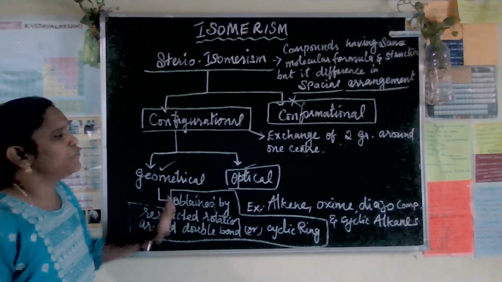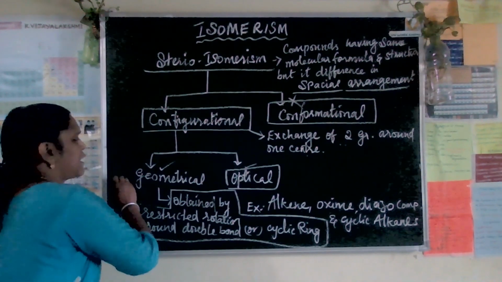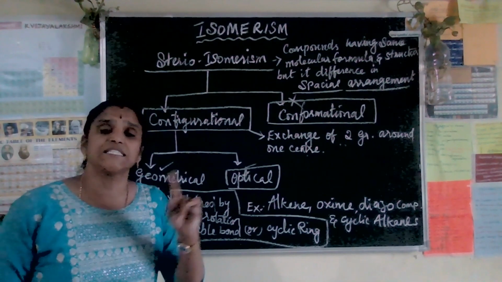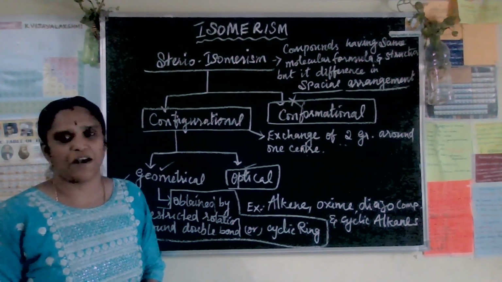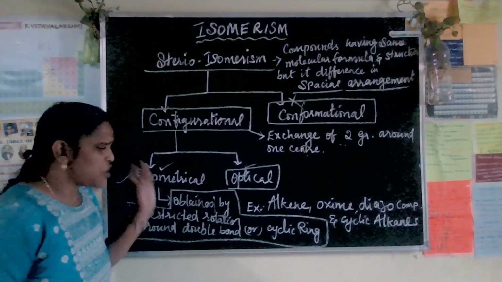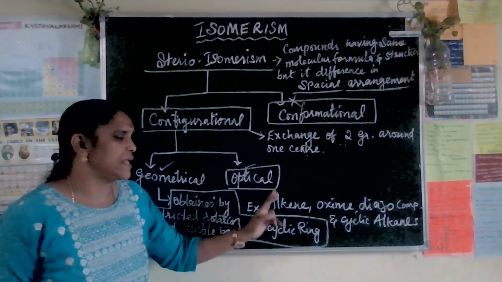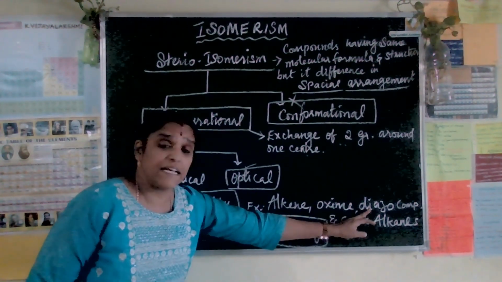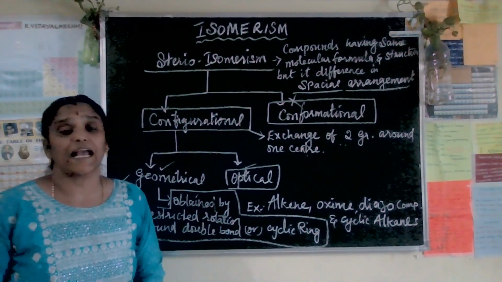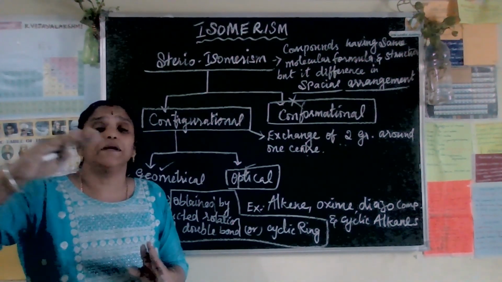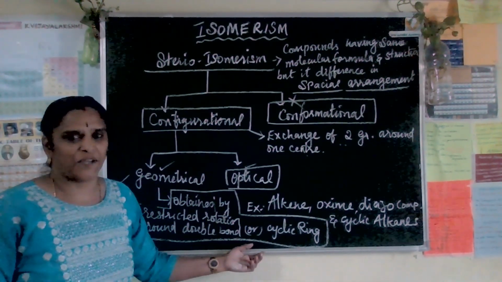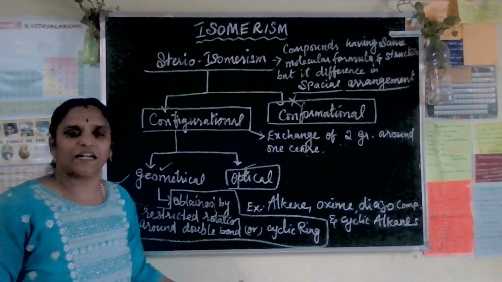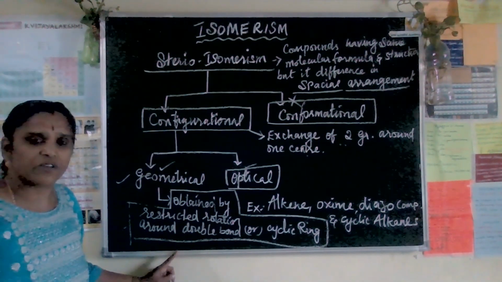Now let us go to identify the geometrical isomers and optical isomers. First and foremost, we'll go for geometrical isomers, in that cis and trans isomers. Geometrical isomer examples are generally alkene, oxime, diazo compounds and cyclic alkane. So the number of carbons will be more at that point. Please note down. Hope you're clear with that. We'll go for the examples so that you will come to know very clearly. If you want, you can take a screenshot.